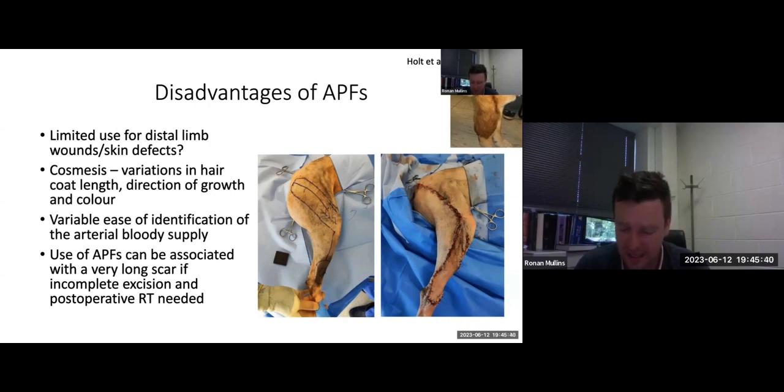Others, such as the omocervical, are more variable in terms of the location of the arterial supply and how easy it is to identify it.